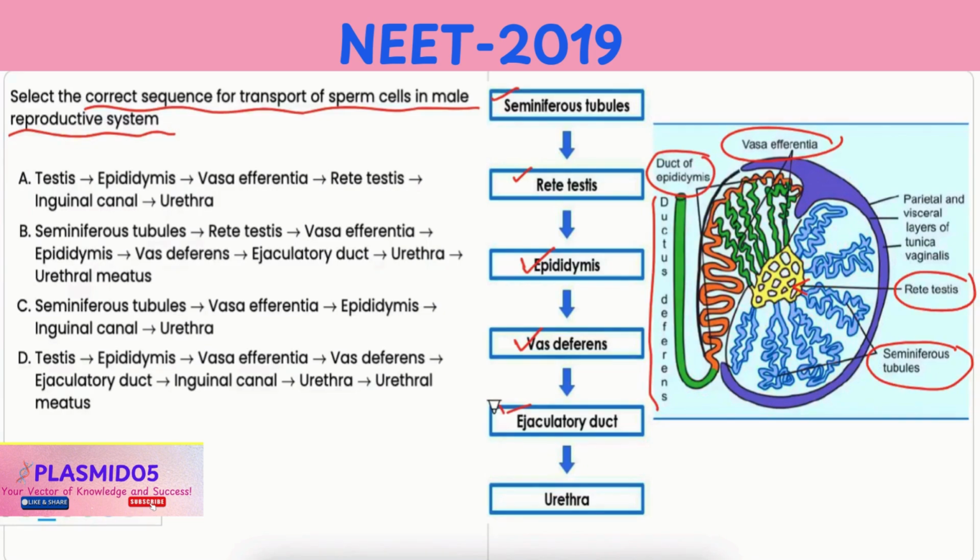followed by vas deferens, and then ejaculatory duct, which is the passage formed by the union of vas deferens and the seminal vesicle, through which sperm and seminal fluid pass, and this is followed by urethra, the tube that carries semen, that is, sperm and seminal fluid, out of the body, and finally the urethral meatus, that is, the external opening of the urethra through which semen is ejaculated out from the body. Hence, the correct answer is option B.